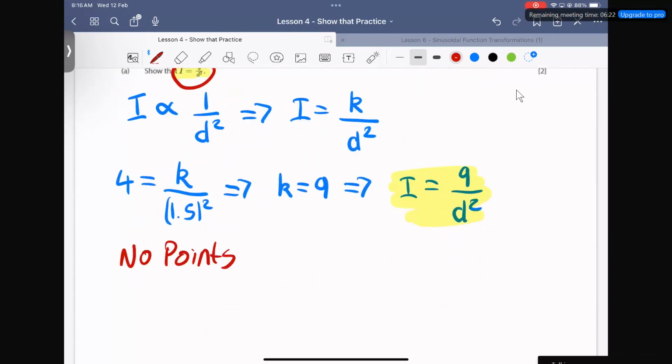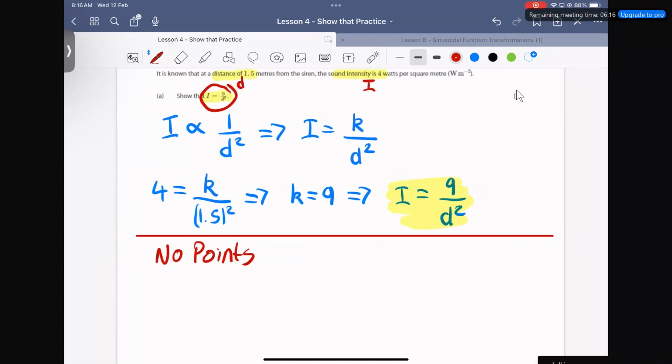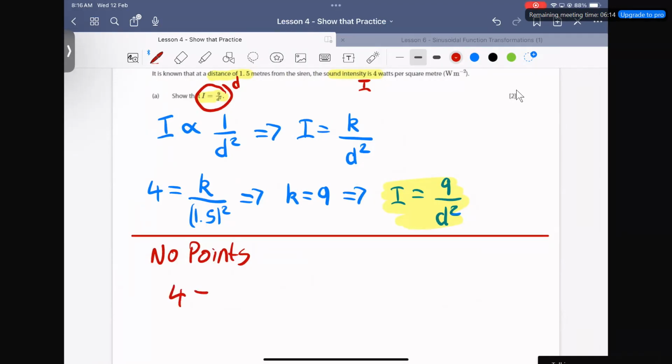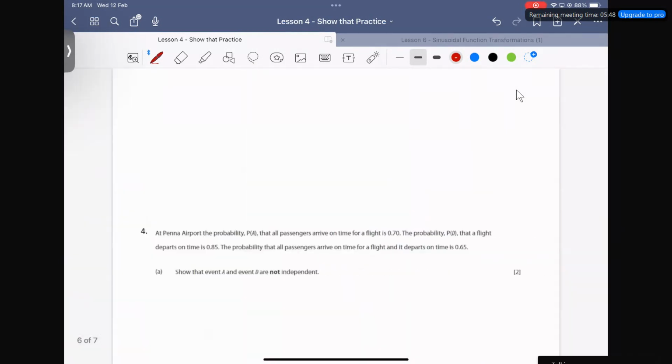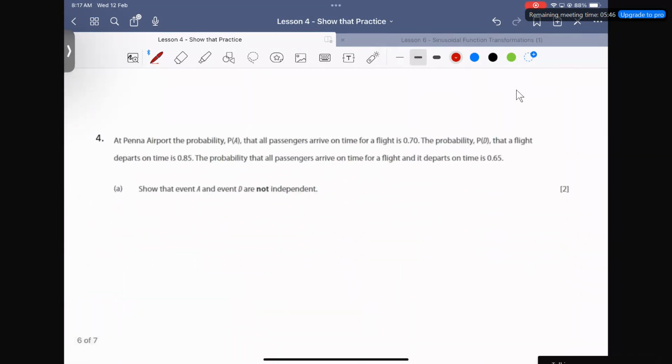an answer that's going to get no points, it's a good question, that one. It's going to be one that you just simply say 4 equals 9 over 1.5 squared. You're using the question given on this one, so you're not going to get your points for that one. We have to show where this is created from. Okay, have a go at this one.